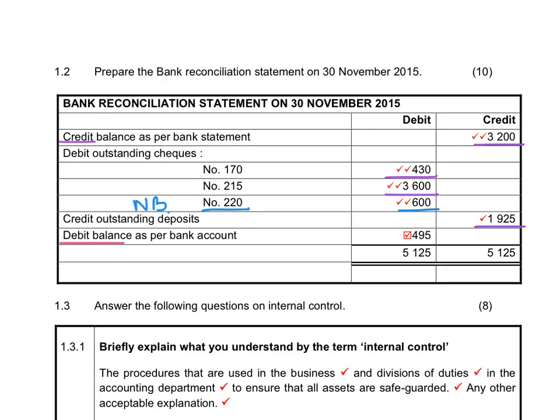Debit balance as per bank account, and we show the balance there. If we add up the debit side and we add up the credit side, we must get the same totals. If they are not the same, it means that there's still a mistake or something that must be done that's outstanding, and that's why it doesn't balance. If you've done everything that you were supposed to do, these two totals will always balance.